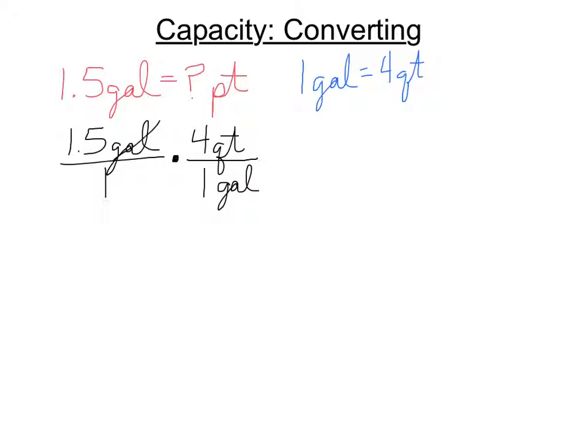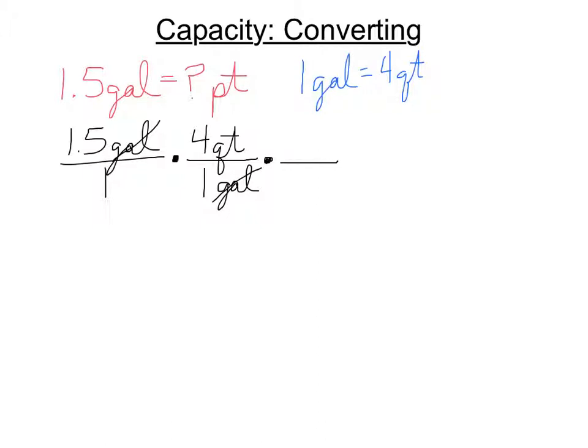Now I have gallons on top and gallons on bottom, so they're gone. If we look at the units that are left over, since these are both gone, all that's left is quarts. So if we multiplied right now, our units would be in quarts. Well, that's not what I want. So let's multiply again.